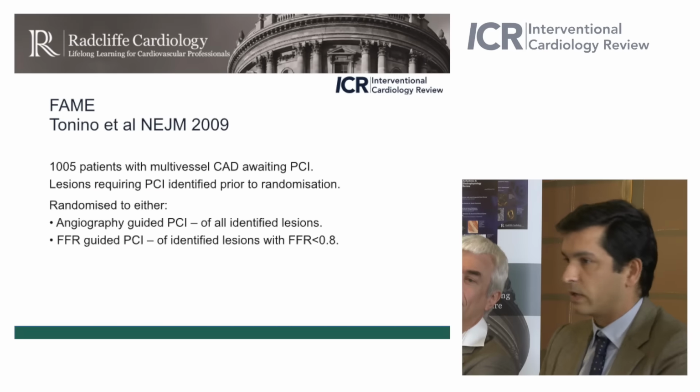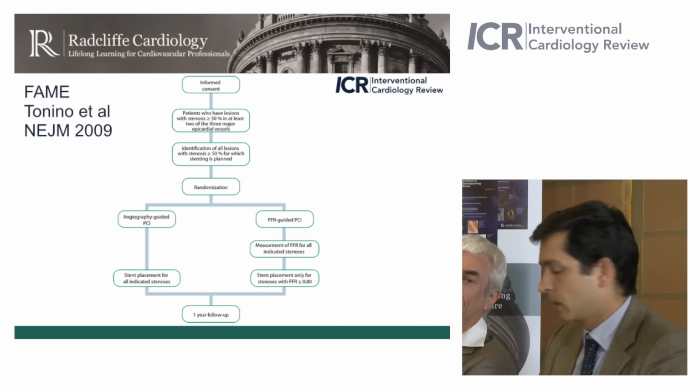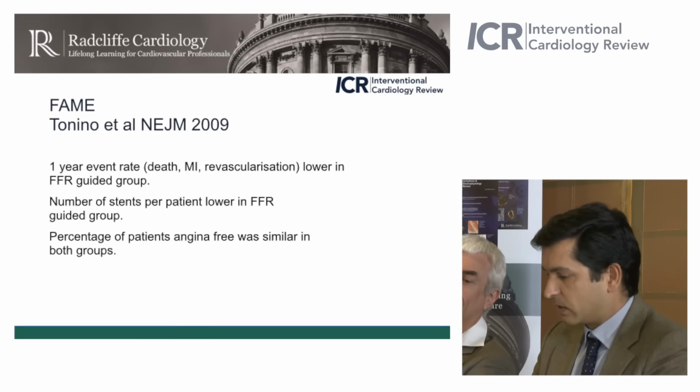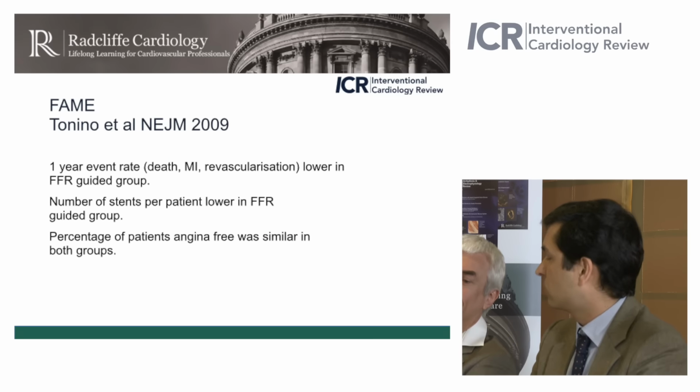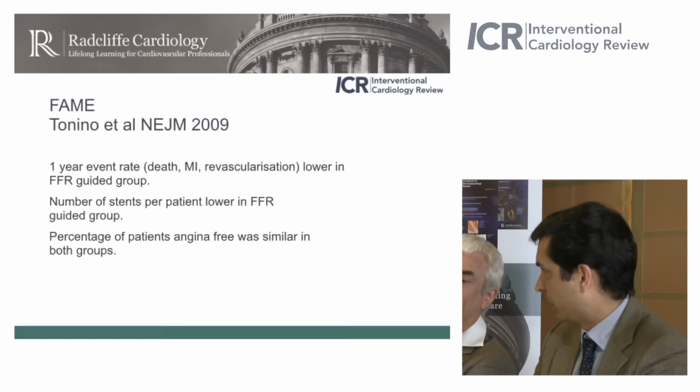Okay, thank you. Sergio, FAME, the first one, what's the take-home message from that? So in FAME, the ischemic cutoff was raised to 0.80. And what investigators did was they randomized patients to either an angiographic decision or a physiological decision. It was a big study with almost 1,000 patients, and they showed that making your decisions based on physiology is safe. Actually, it seems to be even safer than doing that based only on angiography information.